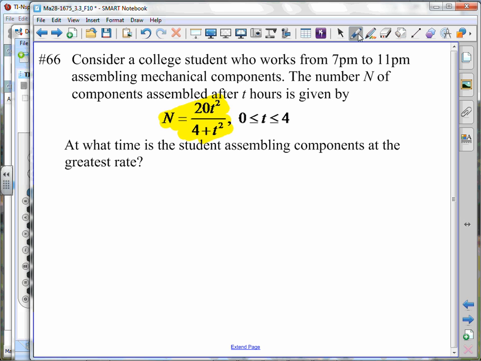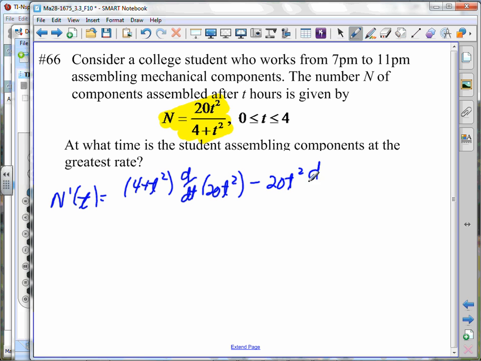So we need to find the first derivative with respect to t. Make sure you've got that. Go ahead and work on it. I'm going to do my work up here.